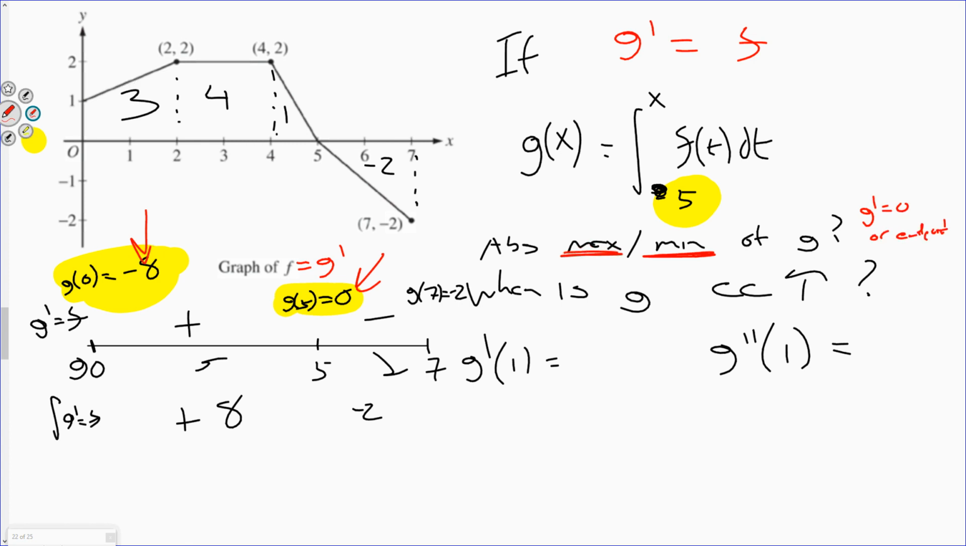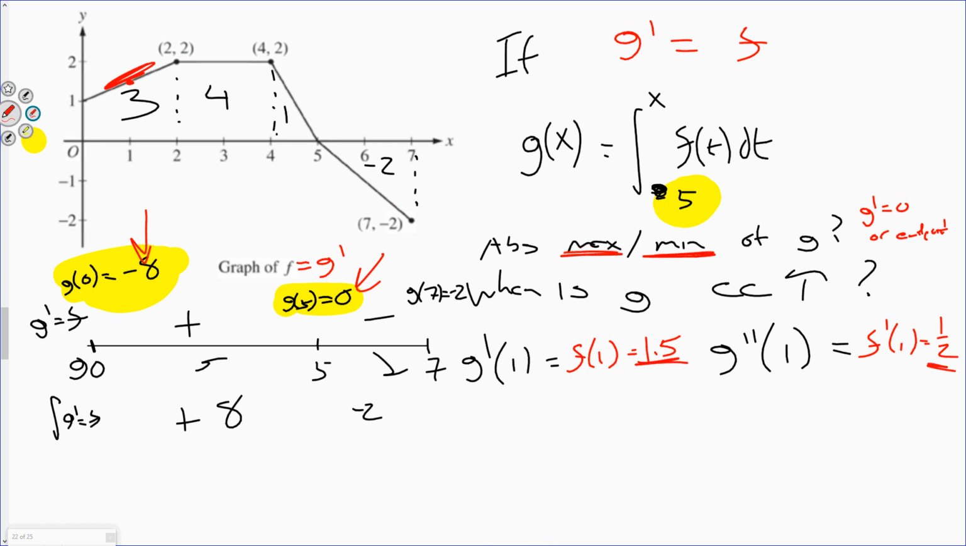Cool. What's G prime of 1? I'm going to do that first. That's F of 1. What is F of 1? That y coordinate happens to be 1.5. You can find that by applying a slope and figuring that out. What's G double prime of 1? Well, that's F prime of 1. I'm looking at the slope of F at 1. That's going to be up 1 over 2. So I got 1.5 and I have a half.